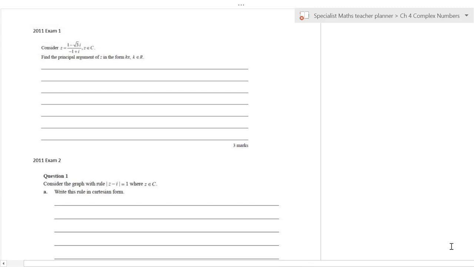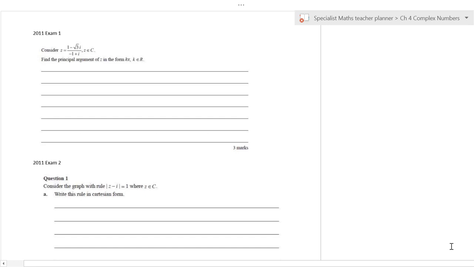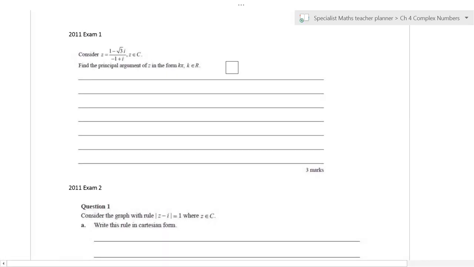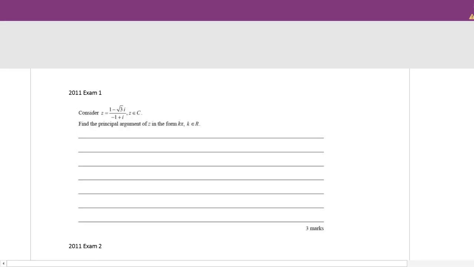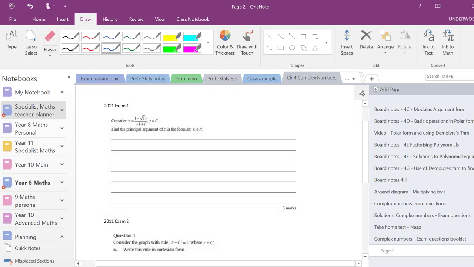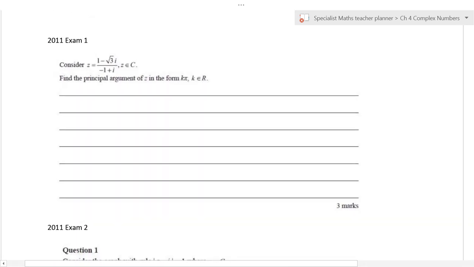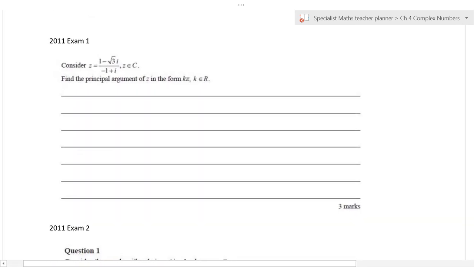Okay, it's come to that time of year where we've finished the specialist maths course, and a lot of students ask me when they get to the end of the course, "Can you teach me complex numbers again because I've forgotten?" The reason is that it's a standalone topic. We do it very early in the year, often in term one.